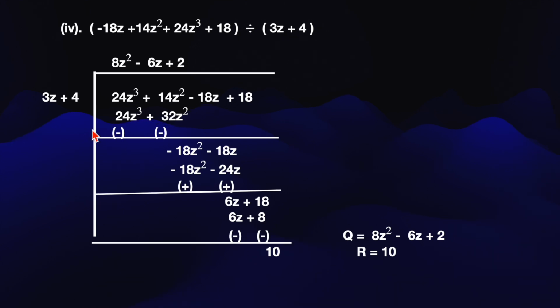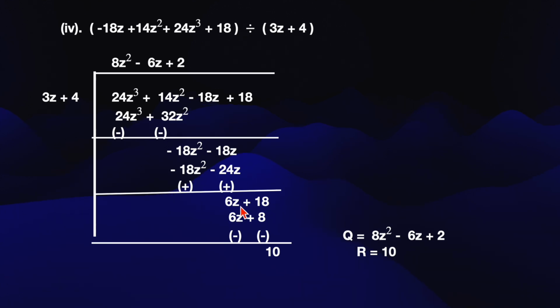Now divide this by 3z. You get minus 6z. Is it not? 18 divided by 3 is 6. Okay. So write down minus 6z here. Multiply this full divisor with minus 6z. You get minus 18z square minus 24z. Okay. Now change the sign. Minus becomes plus. Minus here, so this plus here. Add it. This will cancel. Minus 18z square plus 18z square is 0. Minus 18z plus 24z is 6z.